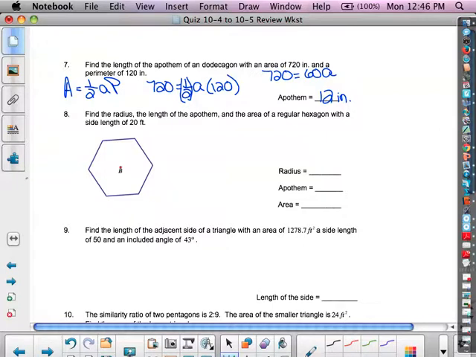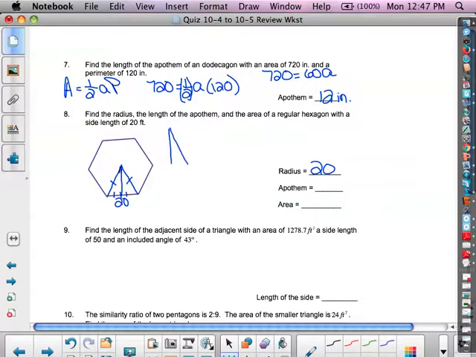Number 8 says find the radius, the length of the apothem, and the area of the regular hexagon with a side length of 20. If you have a hexagon, you can use either the special right triangles or the trig ratios. If the side length is 20, because it's a hexagon, this is an equilateral triangle, which means the radius will also be 20. Remember, the apothem bisects the angle and bisects the side.